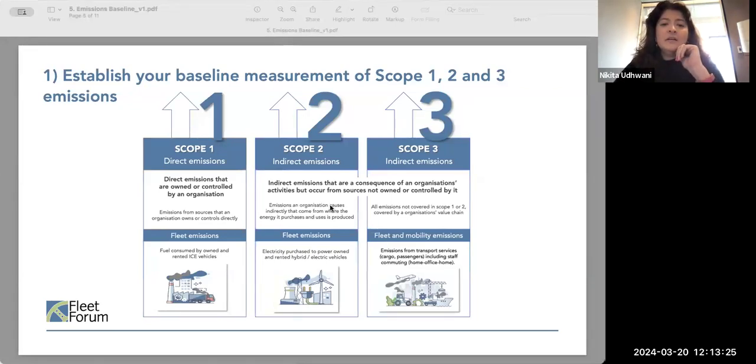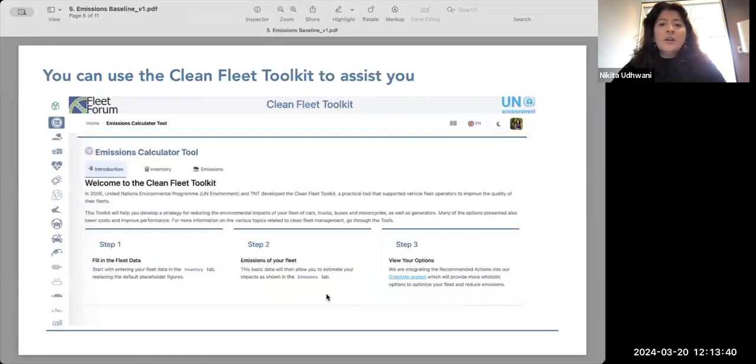And you might say, Nikita, but how do I go about setting that? In case you check in your organization, you might already have tools that you can access to establish your baseline. But in the event that you do not have that, you can use the Clean Fleet Toolkit. I'm just dropping a link in the chat in case you would like to access it.